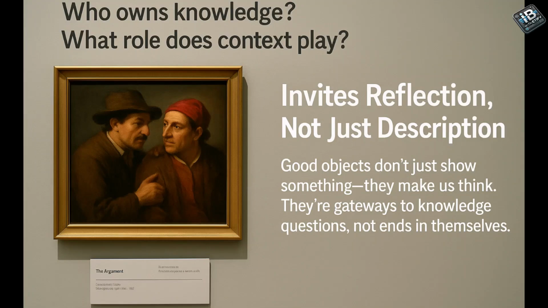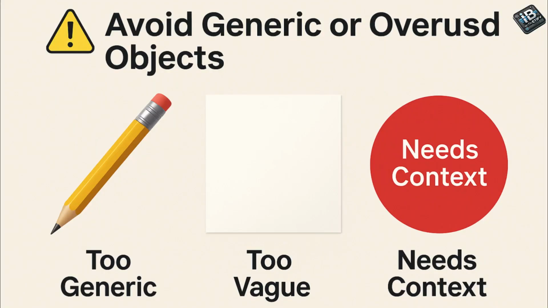Crucially, a good TOK object invites reflection. It shouldn't just be a decorative object or a visual aid, it should help you analyze and evaluate knowledge. For instance, a museum label placed next to a controversial piece of art could spark dialogue about curatorial authority, interpretation, and ownership of knowledge. Now let's contrast that with what makes a poor object.